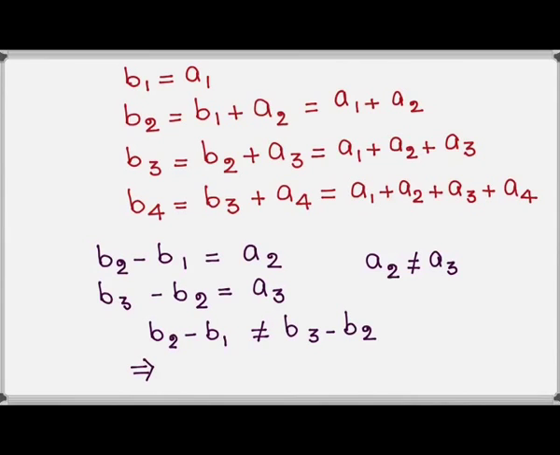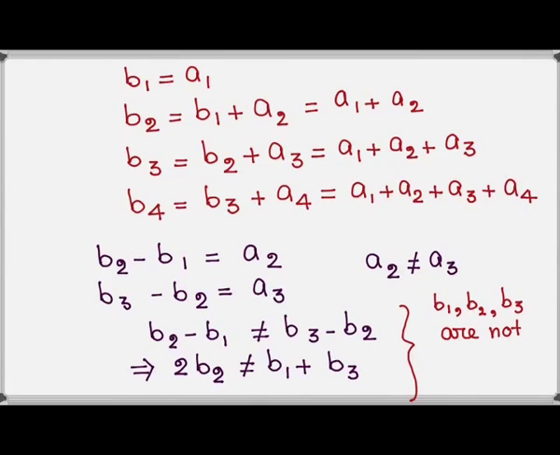So we have 2b2 is not equal to b1 plus b3. This implies b1, b2, b3 are not in arithmetic progression. So b1, b2, b3 and b4 are not in arithmetic progression.